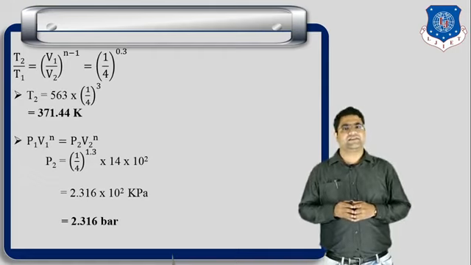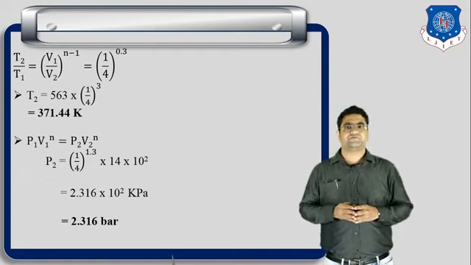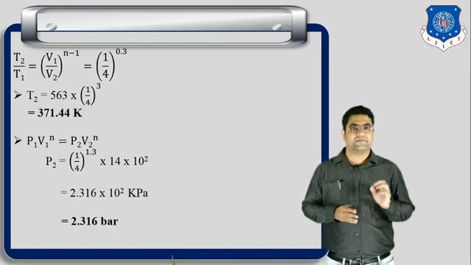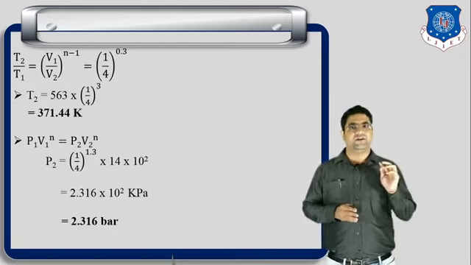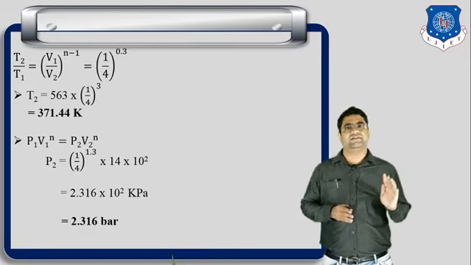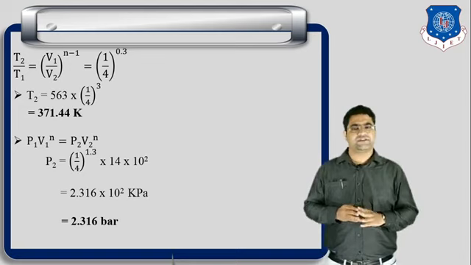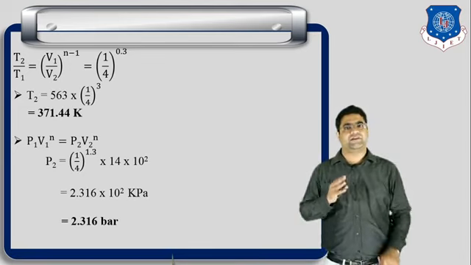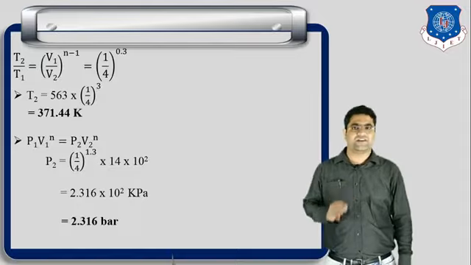Okay, so in this lecture we have calculated the numericals of three processes. First is the constant temperature process, second we calculated the numerical of the adiabatic process, and third we calculated the numerical of the polytropic process. Okay, so this is all about the numericals of chapter number 3, that is the properties of gas.